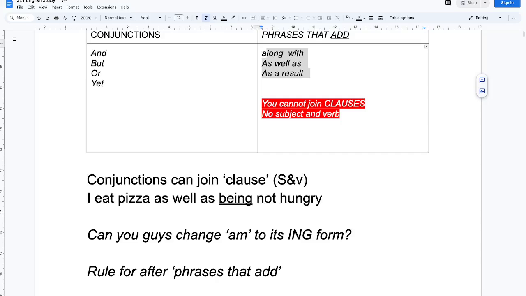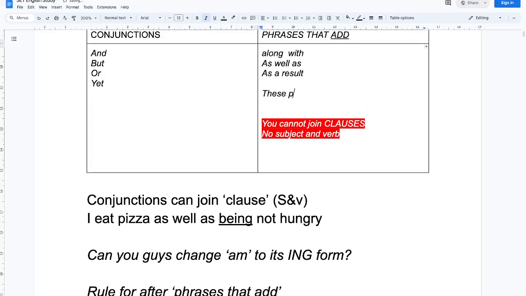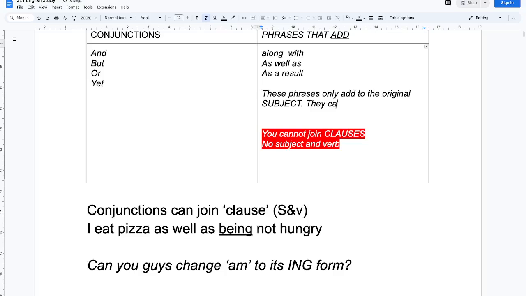Now there's an important difference here that I want to explain to you guys. Let me explain why. Why can we not do what we want? The reason is very simple. These phrases only add to the original subject. They cannot introduce a new one.